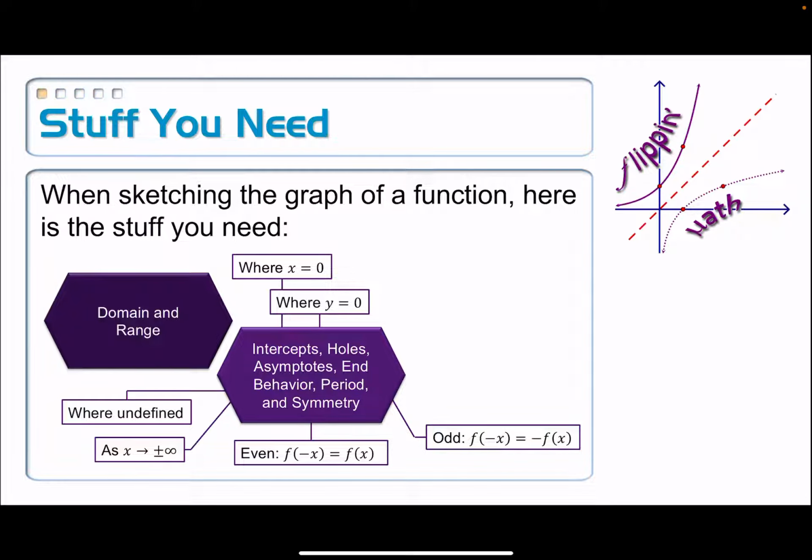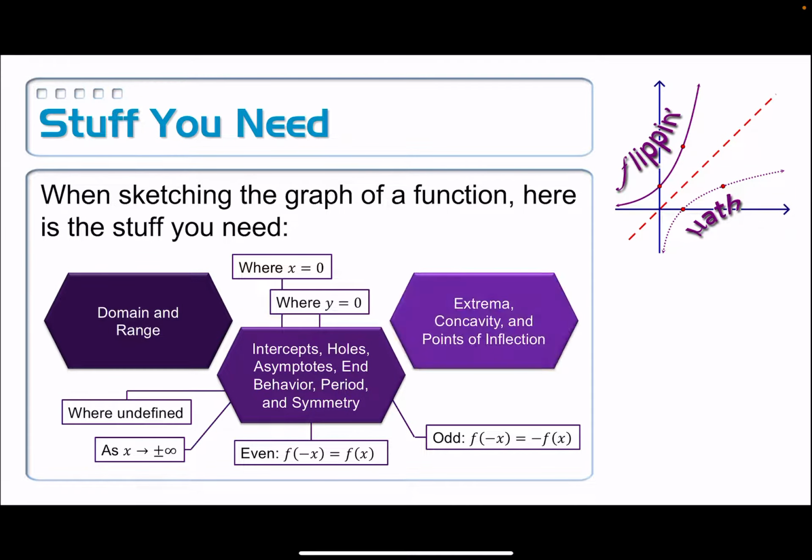So almost all of this stuff is pre-calculus, with the exception of the refinement of asymptotes and holes using some sort of limits. The calculus part of this, the new part, is being able to find the extrema, the concavity, and the points of inflection. And it starts with your critical numbers, where your first derivative is equal to 0 and where your second derivative is equal to 0. First derivative is equal to 0, you could possibly have some minimum or maximum points. Second derivative is equal to 0, could possibly have a point of inflection.